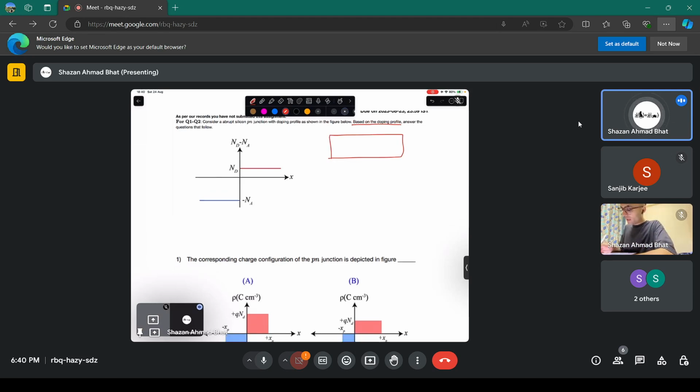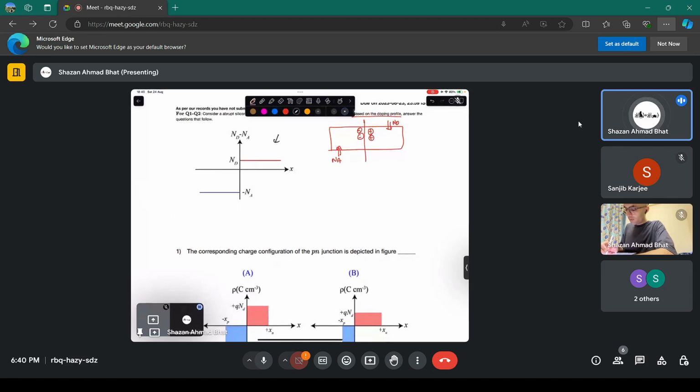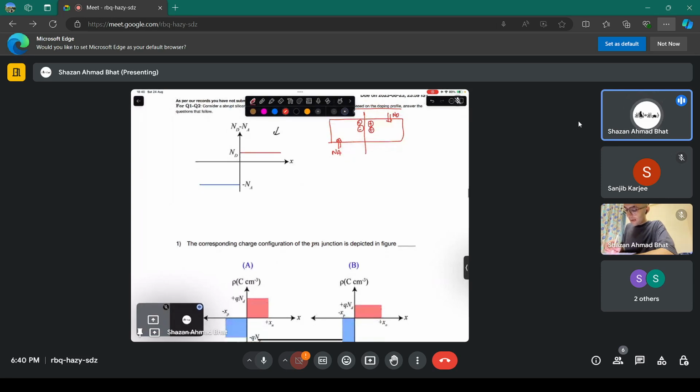Again, you have to consider silicon, where this region is doped with Nd and this is Na. There is a metallurgical junction and there is a depletion region formed here. Now you see from this profile there is a flat line in the Nd. That means this is uniformly doped, constant doping throughout this region. And then on the blue side, this is again a constant doping.